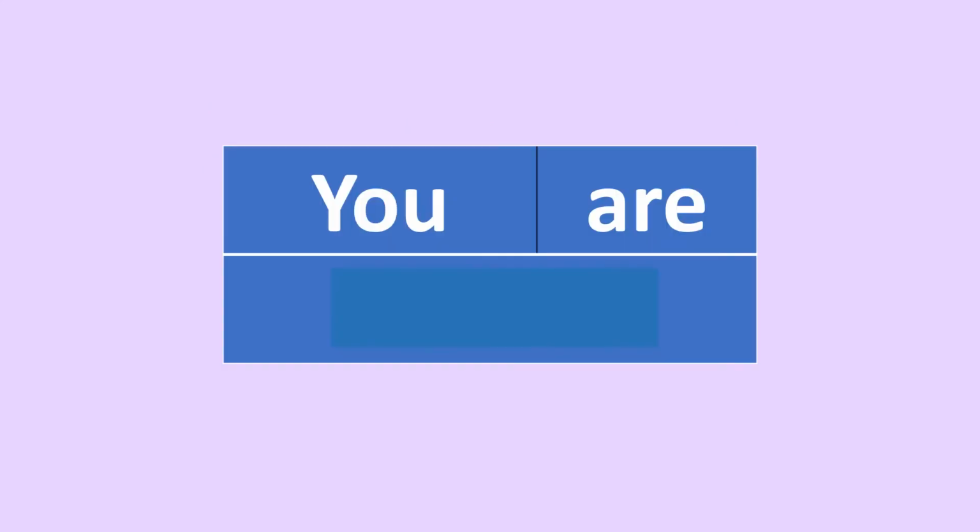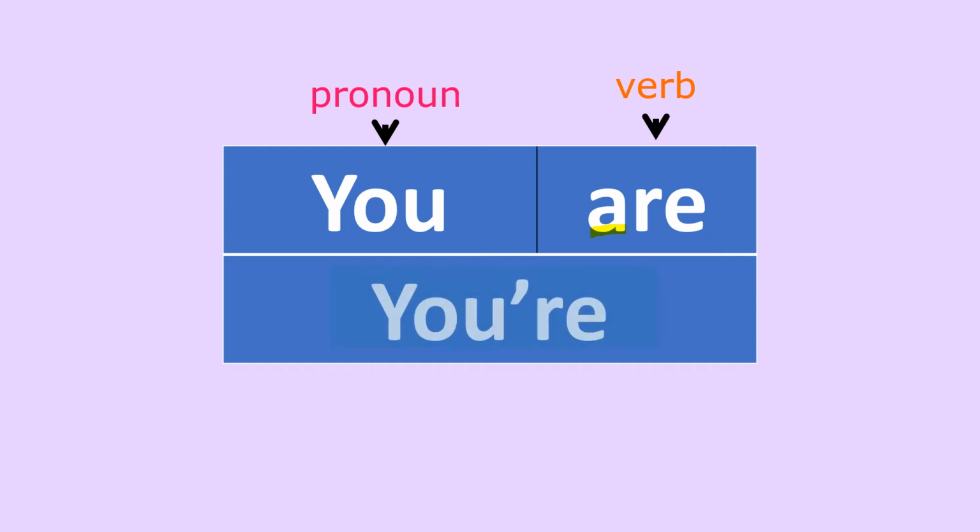Thinking about what we've learned with apostrophes, here we've got the words you and are. They're two words. I want to put the pronoun together with the verb to make that contracted form. We're going to take out the a and we're going to replace it with an apostrophe. So you are becomes you're.